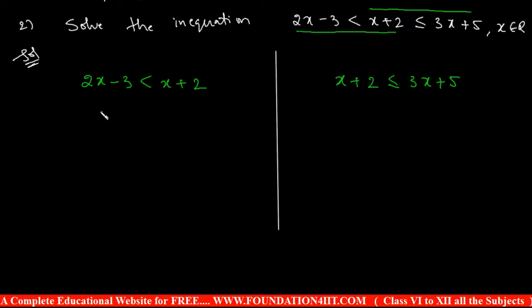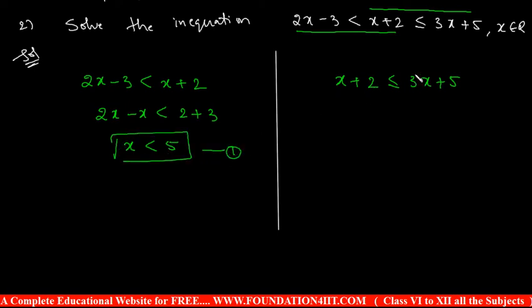Taking the x variables to one side, 2x minus x is less than 2 plus 3, since minus 3 goes to the right side as plus 3. So 2x minus x is x, less than 5. X is less than 5. This is equation 1.